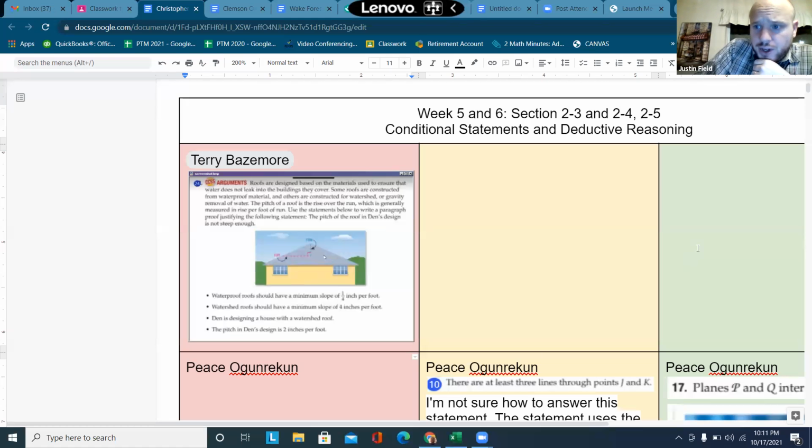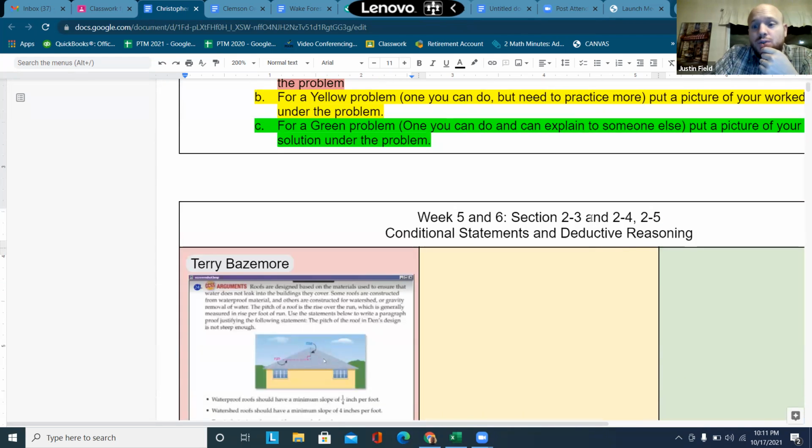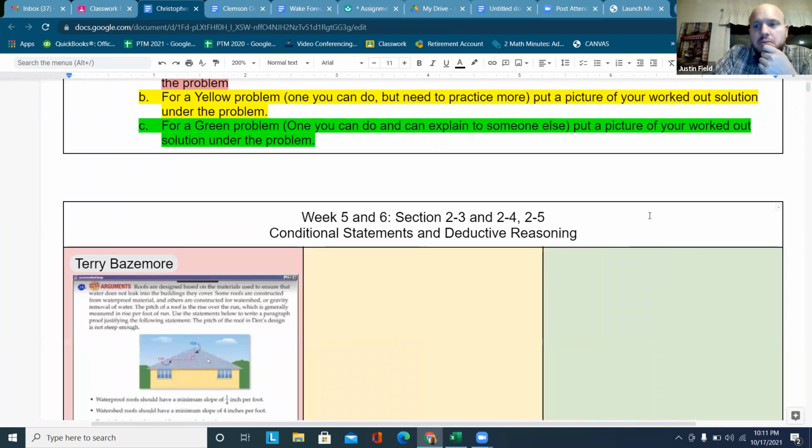Hello, geometry. We have a quiz tomorrow. It will be on sections 2.3, 2.4, and 2.5. Three questions from each section and one extra one from one of them.